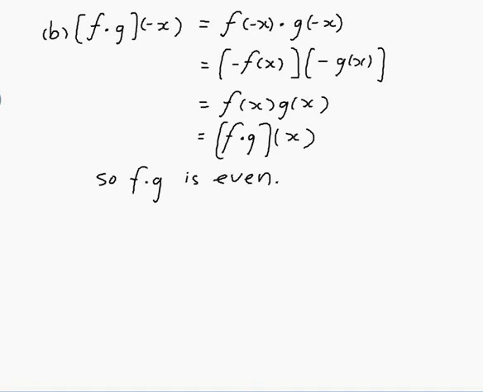I know that sometimes functions don't turn out to be either odd or even, and sometimes they could be both, I suppose. But this time f times g came out to be even, and f plus g came out to be odd.